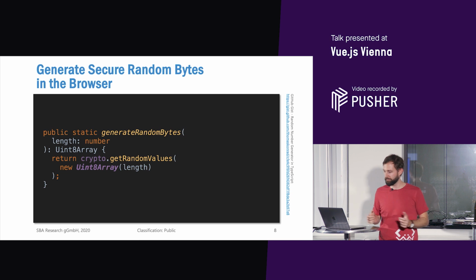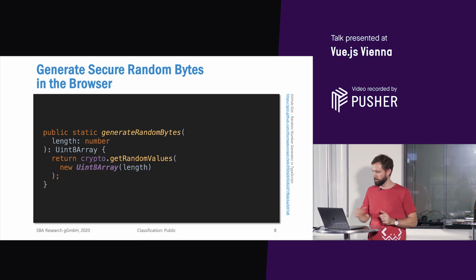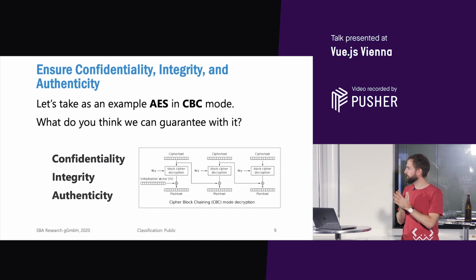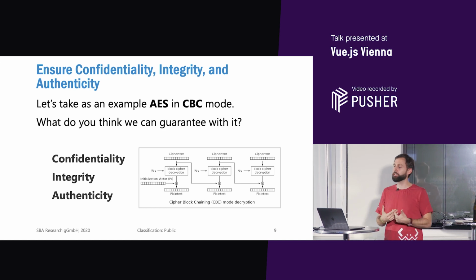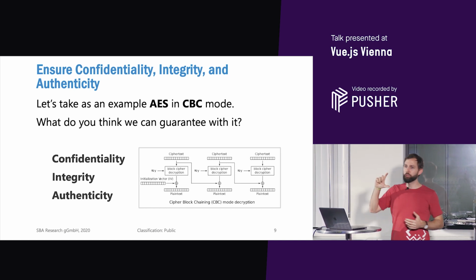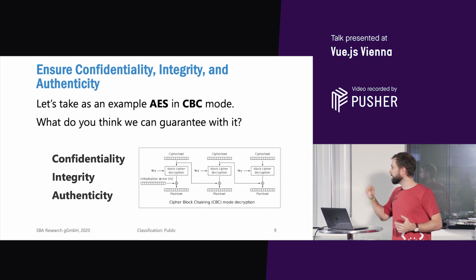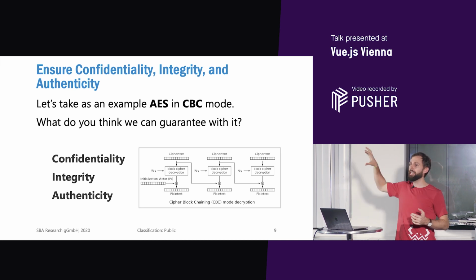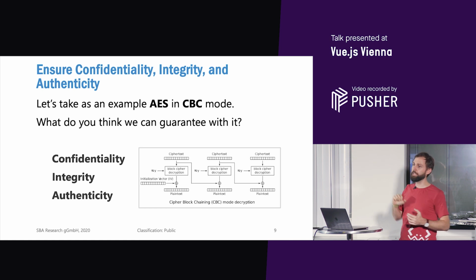It's 16 bytes. Okay? A 16-byte random number would be a 128-bit random number. So we have that first very important requirement. We need random numbers, truly random numbers, cryptographically secure random numbers. And then we have to choose an algorithm to symmetrically encrypt the files. Now, let's take as an example a very popular algorithm in a very popular mode. AES, Advanced Encryption Standard, in CBC mode, cipher block chaining mode.